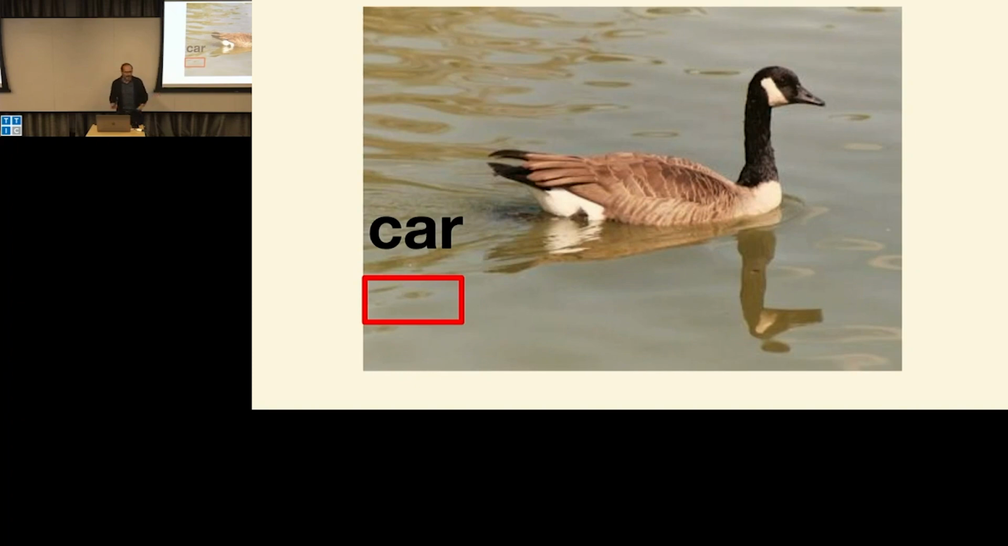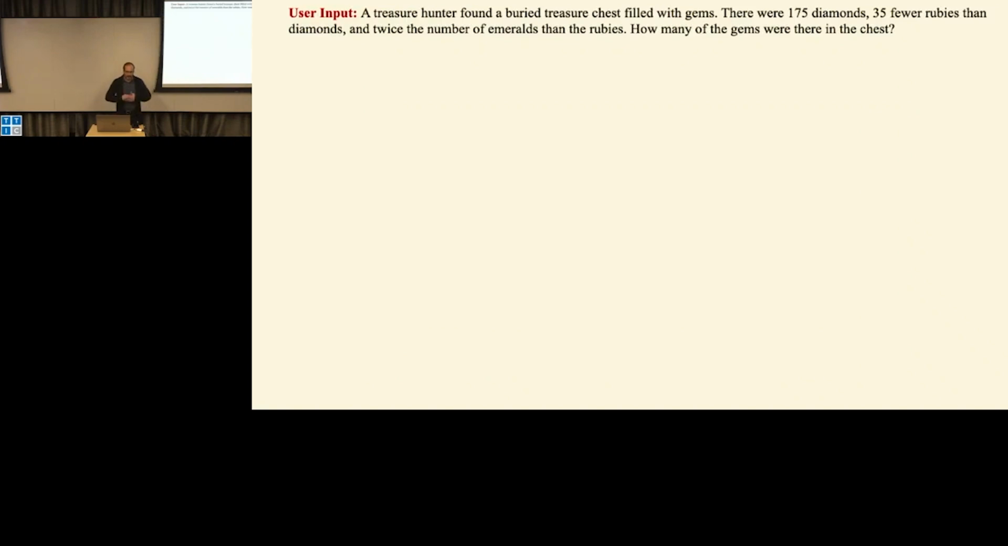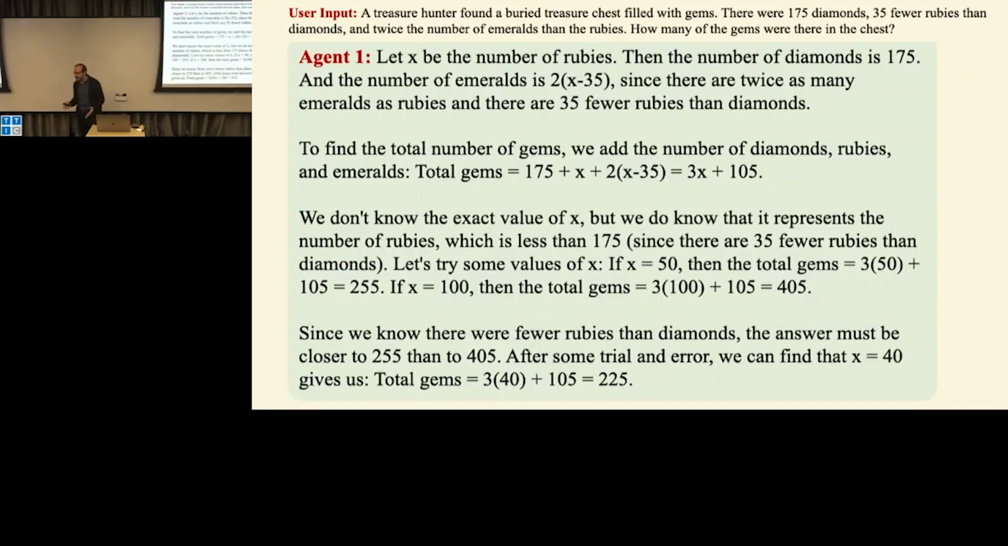Now we have systems that can do amazing stuff. We don't know actually what they can do and what they cannot do. We don't know how to evaluate them. You can take something like ChatGPT, give it a high school math problem, like this one here: a treasure hunter found a buried treasure chest filled with gems. There were 175 diamonds, 35 fewer rubies than diamonds, and so on and so on. How many gems are there in the chest? And ChatGPT gives you an answer, writing what is the unknown, what are the different equations that you need to solve, and at the end it tells you there are 225. Which is wrong, but who cares? It's written in beautiful English, everything is very justified, it's just amazing.